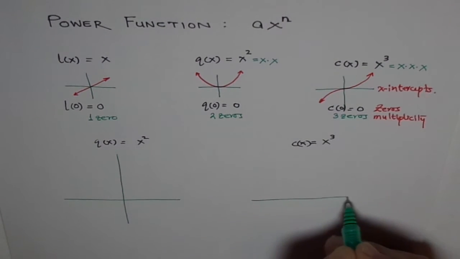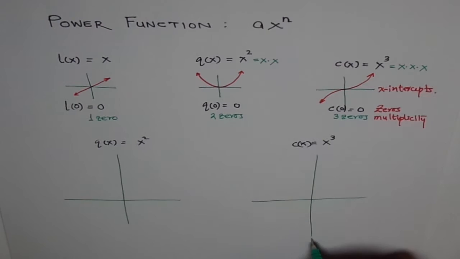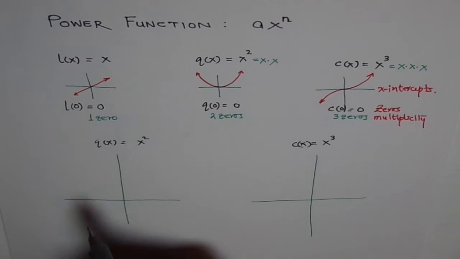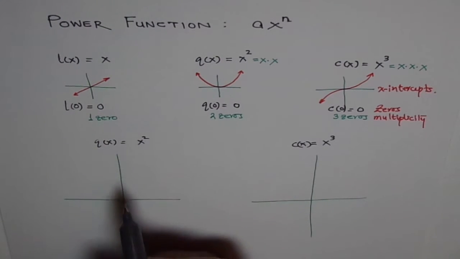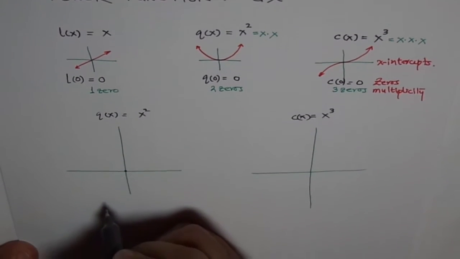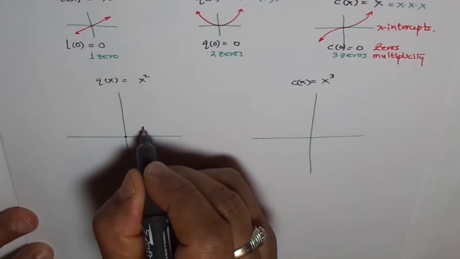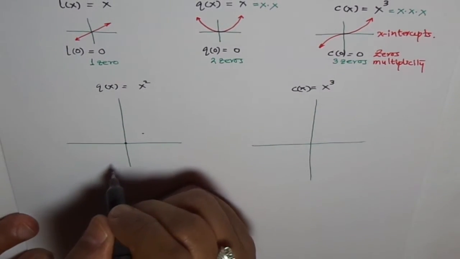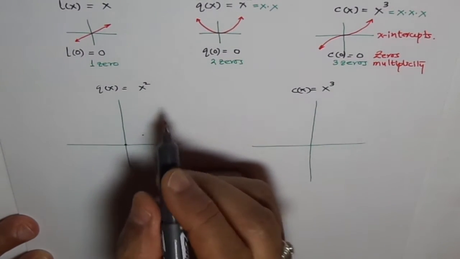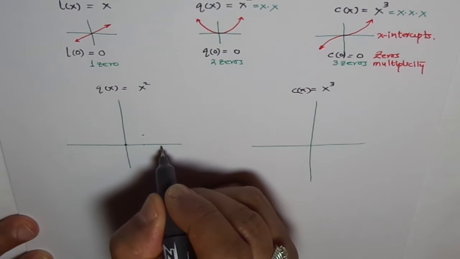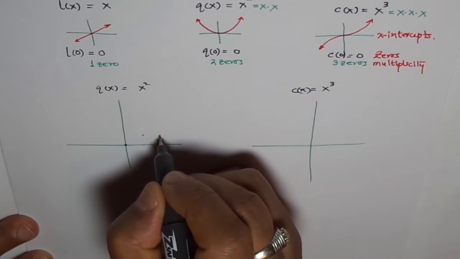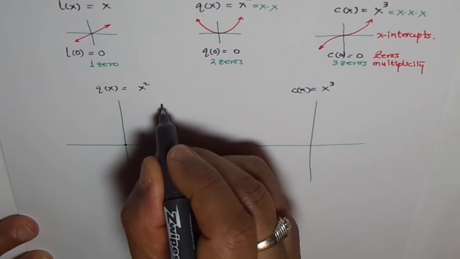So I'll draw both quadratic and cubic function here. Now, if x is 0, x squared is 0, so we get this point. Now if x is 1, 1 squared is 1, so we get another point. If x is 2, 2 squared is 4. So let's say this is 1 and this is 2, so at 2, 1, 2, 3, 4, we get this point.